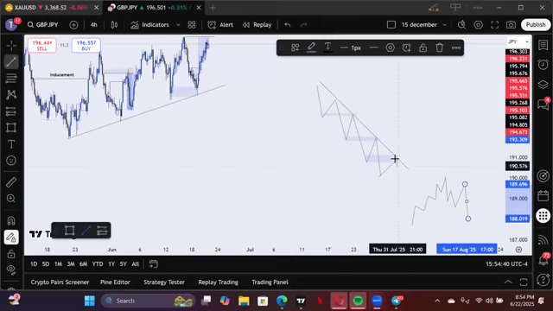So when price taps that POI, once it gives that confirmation, you start the whole bearish move.